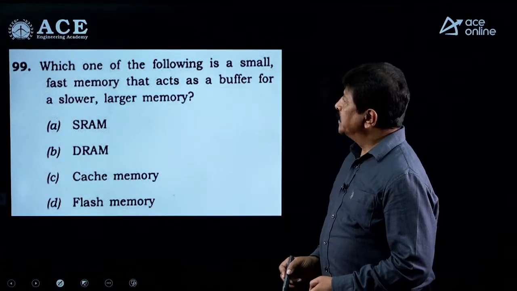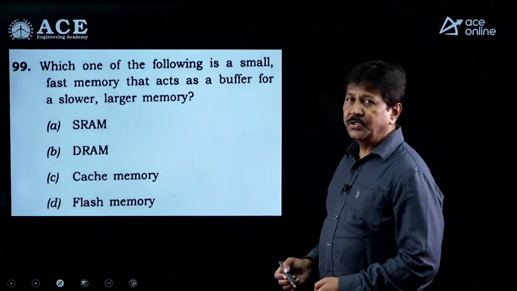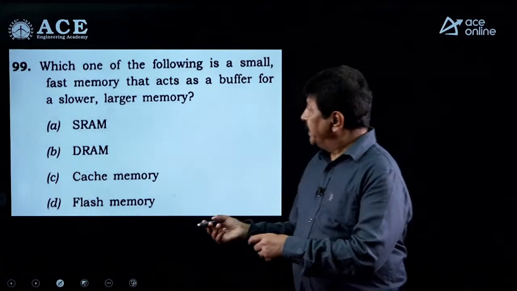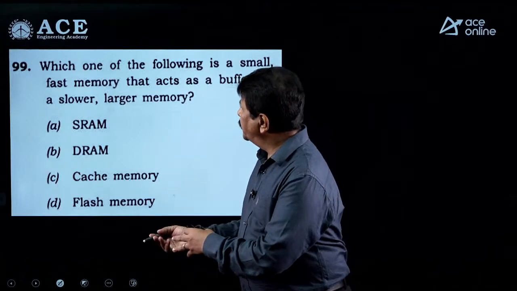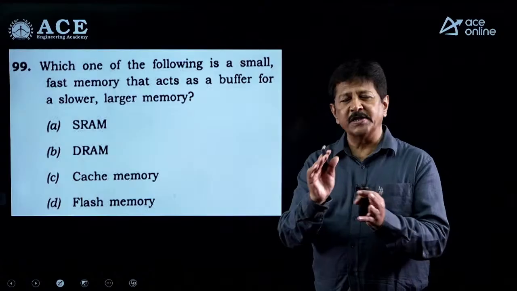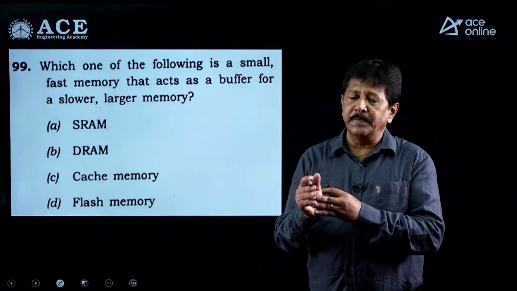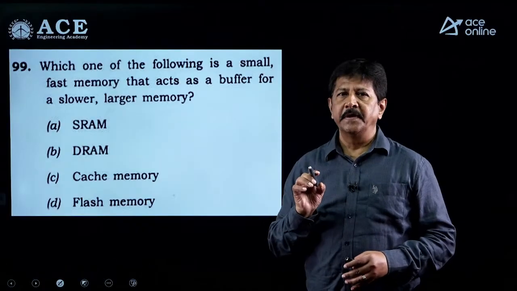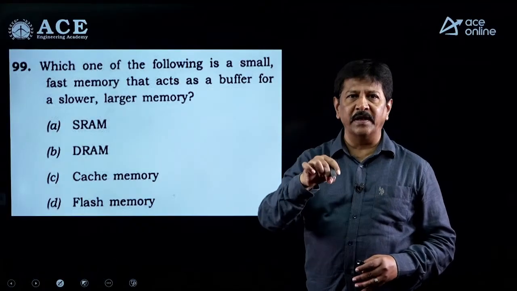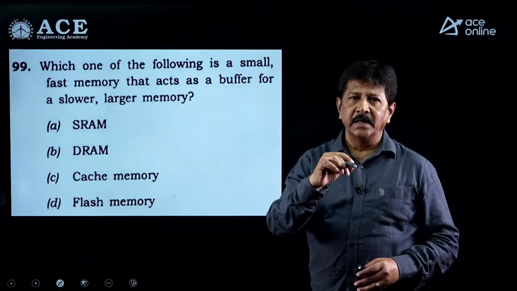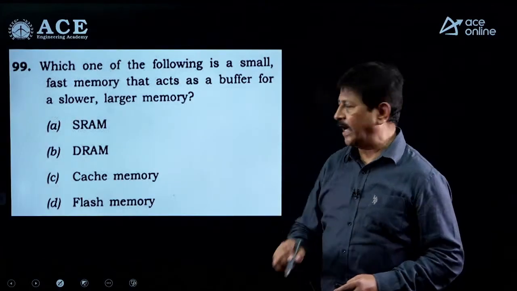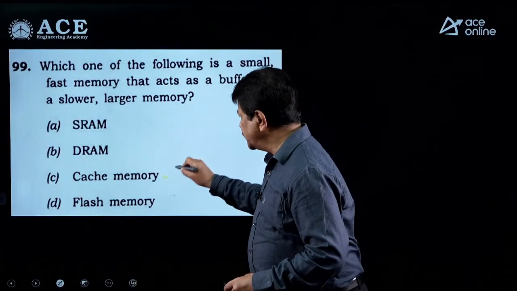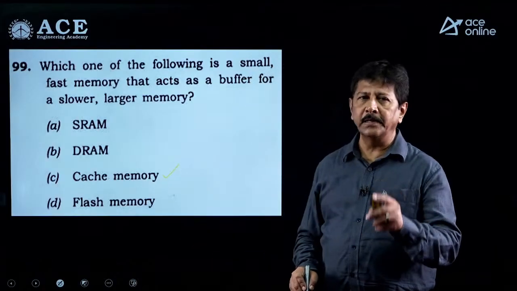Fine. So look at this question. Large memory, we are going to store into a small and fast memory. Some people may think that SRAM is suitable for this, and SRAM is also correct, but the most suited one is the cache memory. So you have to choose this answer, then only it will be correct.